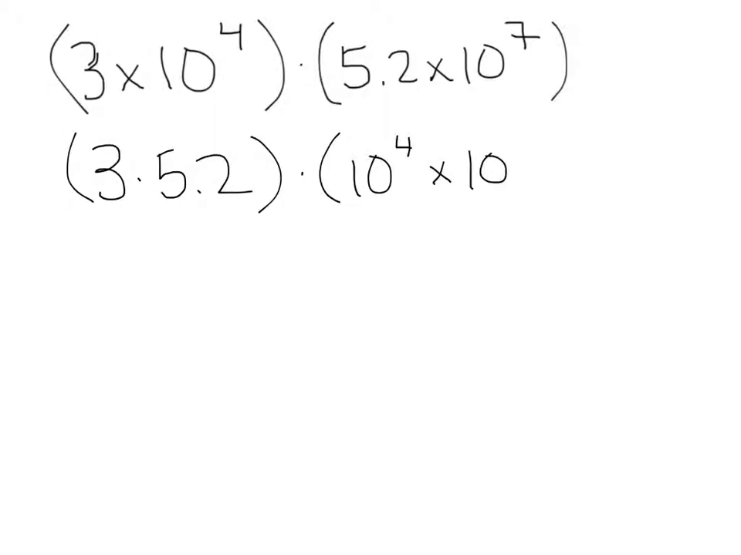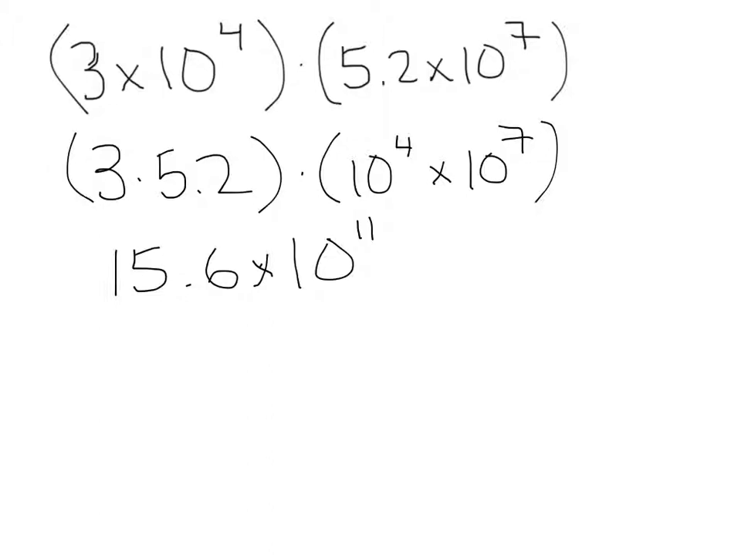The reason you can do this is that it's simply a bunch of numbers multiplied together, which means we can use the associative and commutative properties to rearrange it in a way that's convenient for us. Now 3 times 5.2 is 15.6, and when we're multiplying the tens together, we simply add the exponents, since all we're doing is counting how many tens we have. So we have 4 of them and 7 more of them, so we have 11 of them. So this gives us an answer of 15.6 times 10 to the 11th.